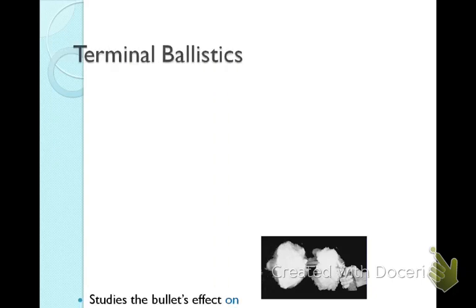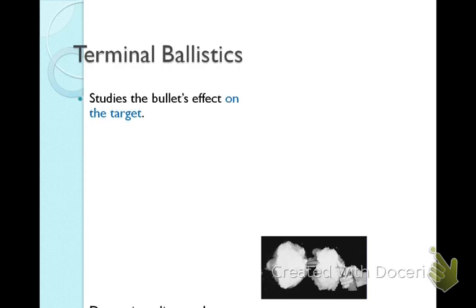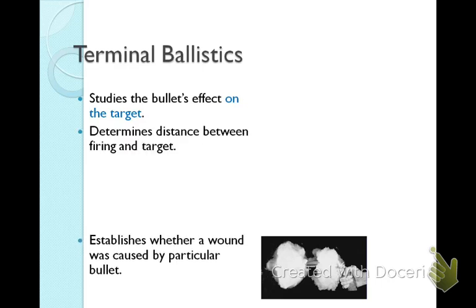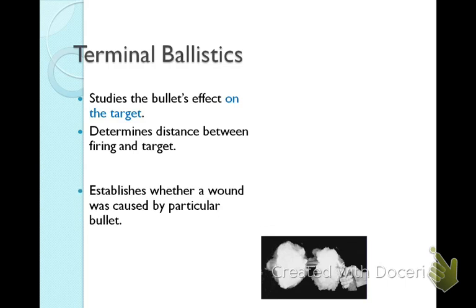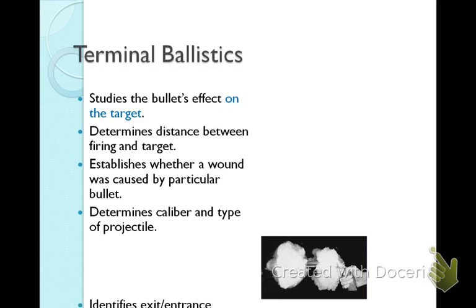Then finally, terminal ballistics is the effect on the target. You can determine firing distance between the bullet and the target, or sorry, the gun and the target, and it establishes whether a wound was caused by a particular bullet. You can figure out the caliber and the type of the projectile as well.